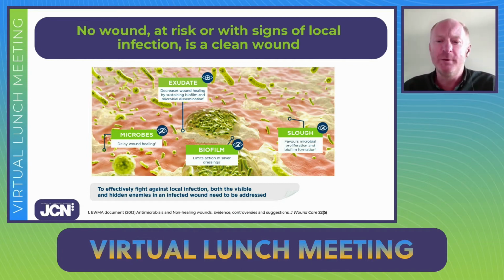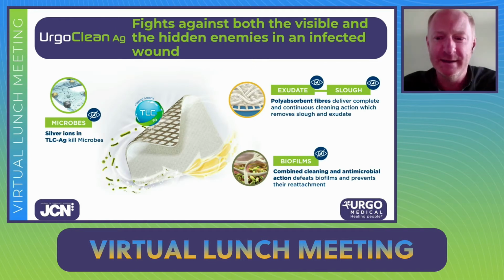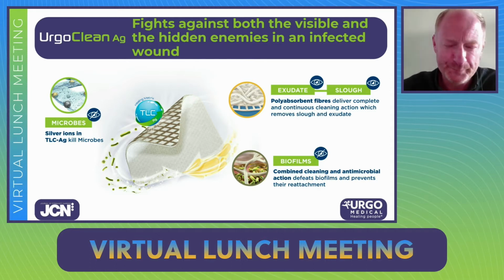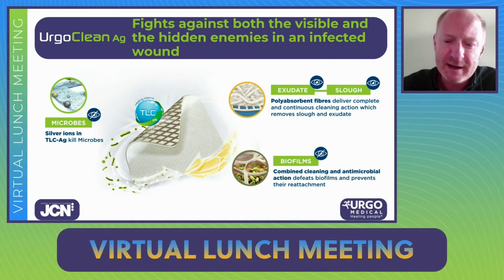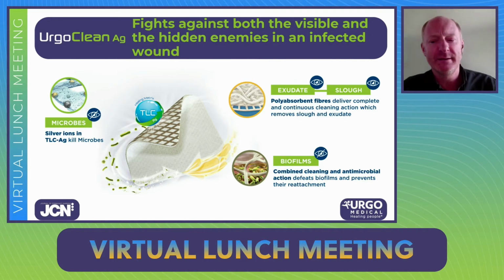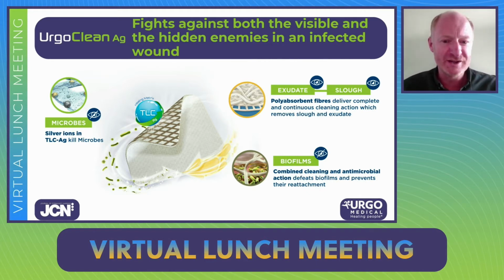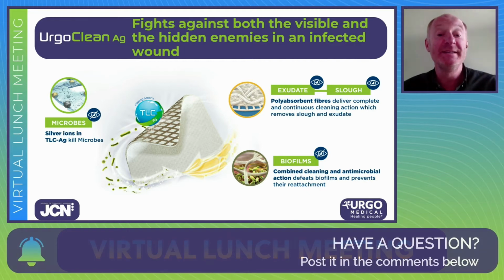So now, having discussed the 4 key enemies that are both visible and hidden in an infected wound, we now want to immediately demonstrate that UrgoClean Ag addresses all of them. Now, UrgoClean Ag is a dressing which can fight both the visible and the hidden barriers in an infected wound. UrgoClean Ag is able to completely and continuously clean the wound from any slough and exudate present. The polyabsorbent fibers of UrgoClean Ag deliver a complete and continuous cleaning action which removes slough and exudate.